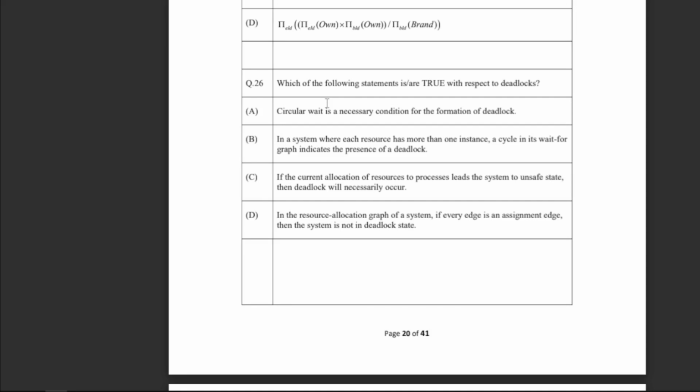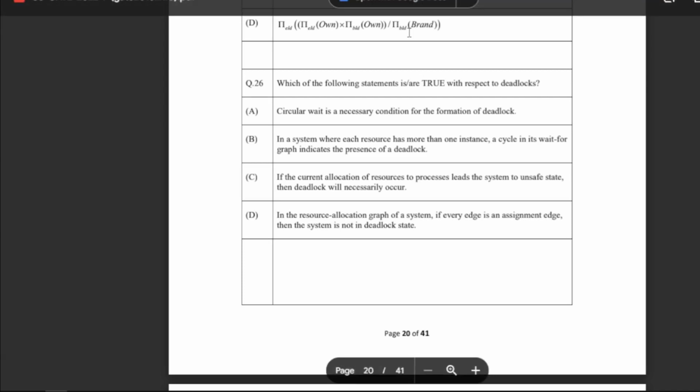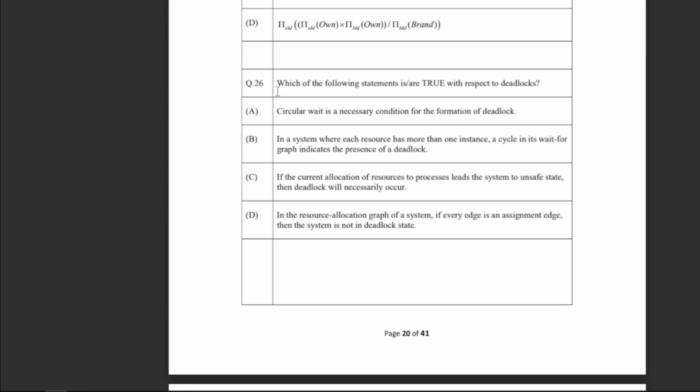Now 26 is: which of the following statements are true with respect to deadlocks, right? So again, these are theoretical questions. So the answer is, let's read one by one. All right. So first: circular wait is a necessary condition for the formation of deadlock. Yes, that is obviously true. Circular wait is required here.